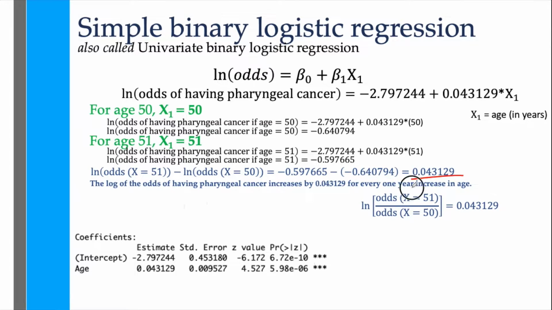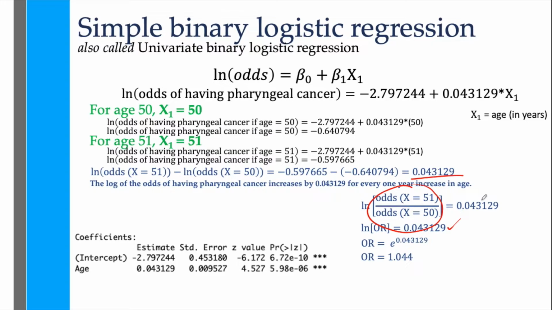In other words, the ln of the odds ratio here, comparing 50 and 51 years old, I'm still going to have 0.043129. Meaning, if I'm going to get the odds ratio, which is the exponential of 0.04, I'm going to have 1.044. Now, what does that 1.044 mean?